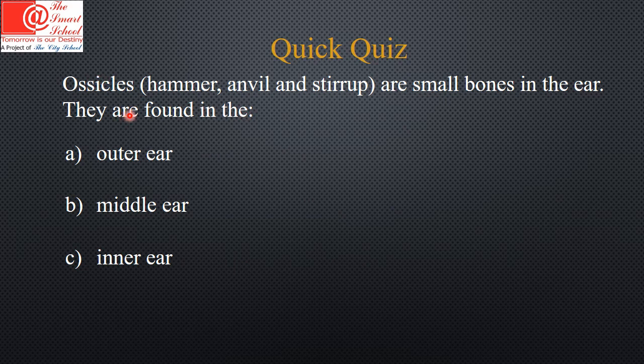Ossicles, which are hammer, anvil and stirrup, are small bones in the ear. They are found in the outer ear, middle ear or inner ear. The correct answer is they are found in the middle ear.